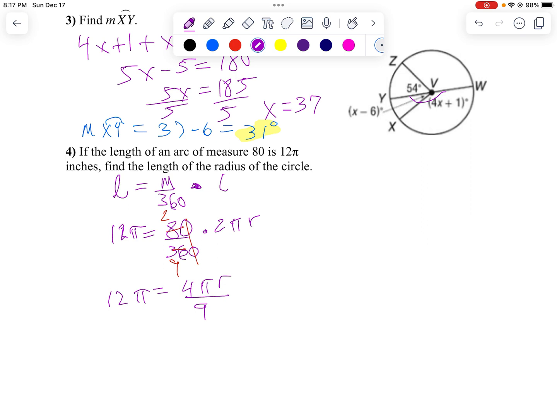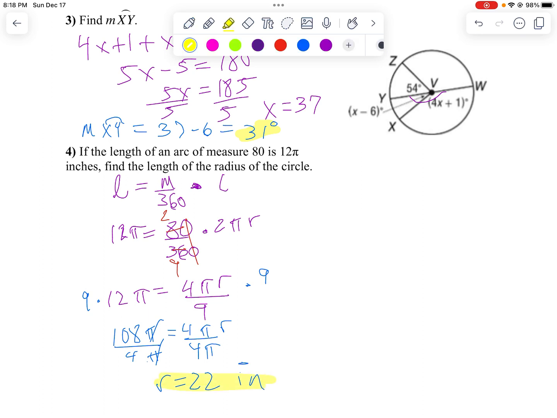Well, then I want to solve for r. So let's multiply both sides by 9. So 9 times 12, that's 108. So we get 108 pi equals 4 pi r. So I'll divide both sides by 4 pi. Notice my pi's reduce. 108 divided by 4 is 27. And that would be in inches, because that's what I'm measuring in for this problem, is inches.